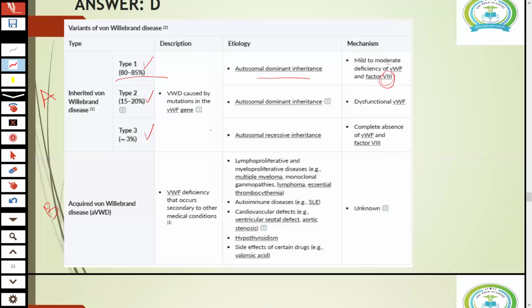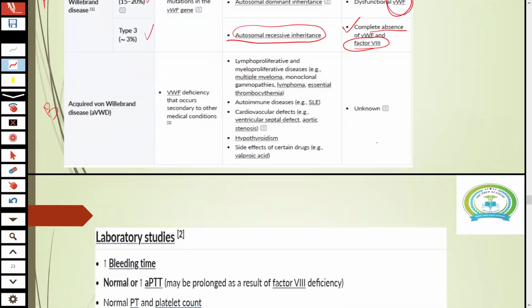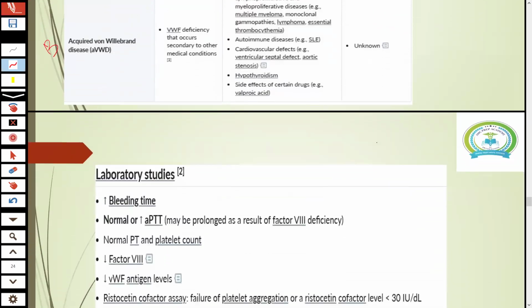Type 2 is also autosomal dominant. There is not a deficiency, but there is a dysfunctional von Willebrand factor. In case of type 3, which is very rare, it is autosomal recessive inheritance. In this, there is complete absence of von Willebrand factor and factor 8. So please make sure you go through these types because it is very important.